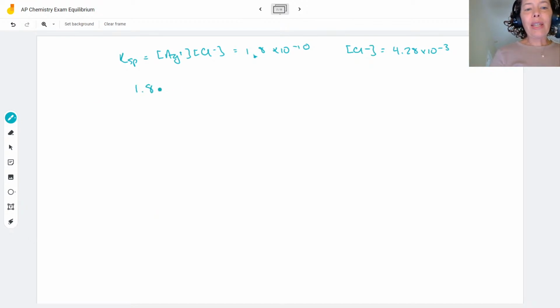Okay, so the math here is actually pretty simple. Again, I am solving for this concentration of silver. That is my tipping point, 4.28 times 10 to the negative 3rd.